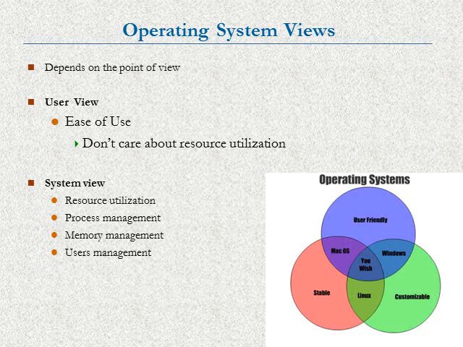So over here, for instance, we have user friendliness, we have customization, and we have stability. If we are concerned about user friendliness and customization, we have Windows. Just like this, if we require stability and user friendliness, we have the Mac operating system, and for customization and stability, we have the Linux operating system.